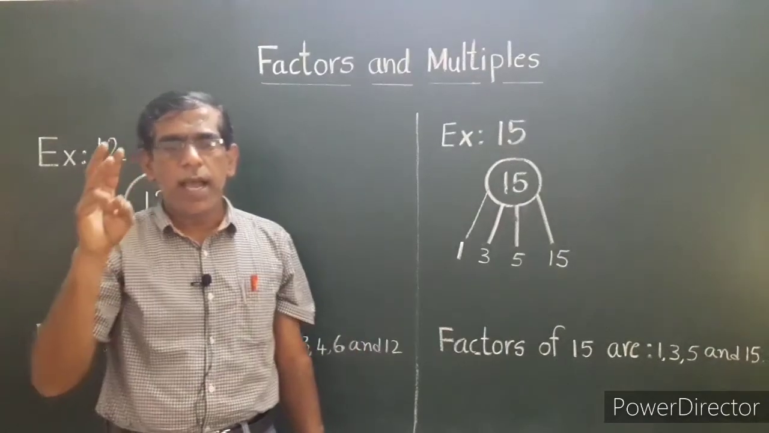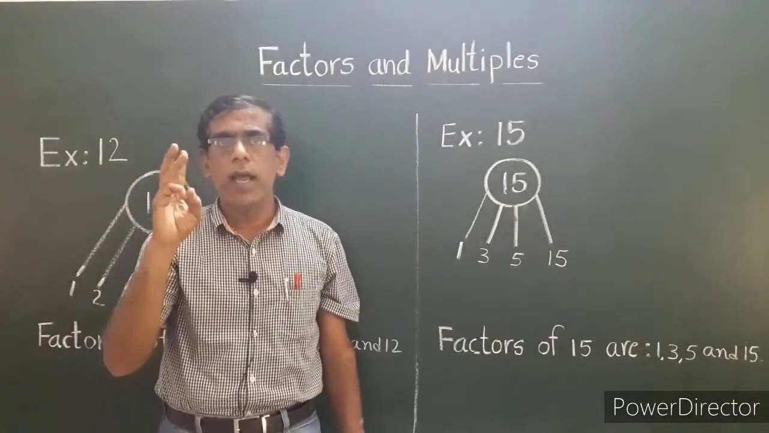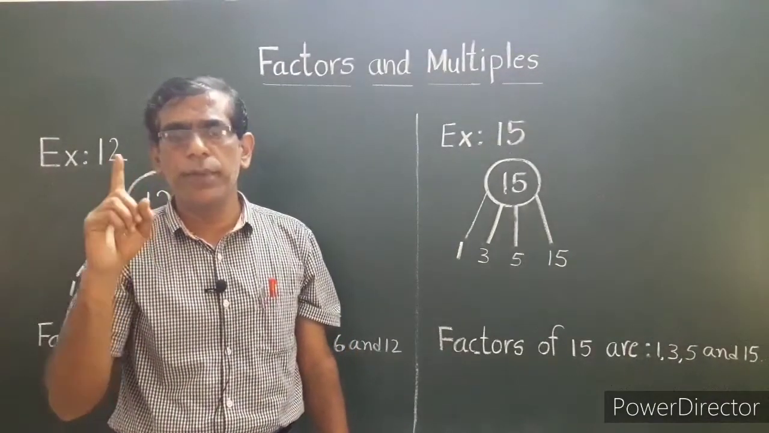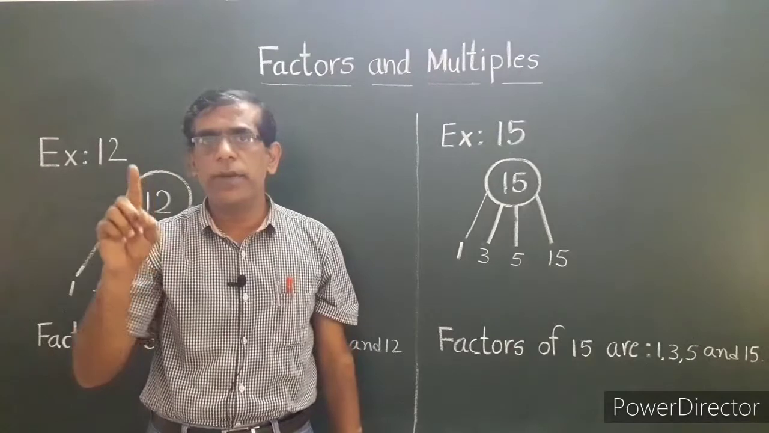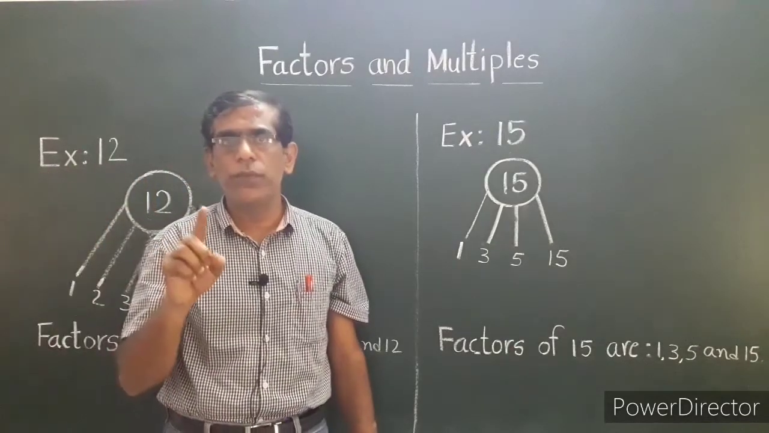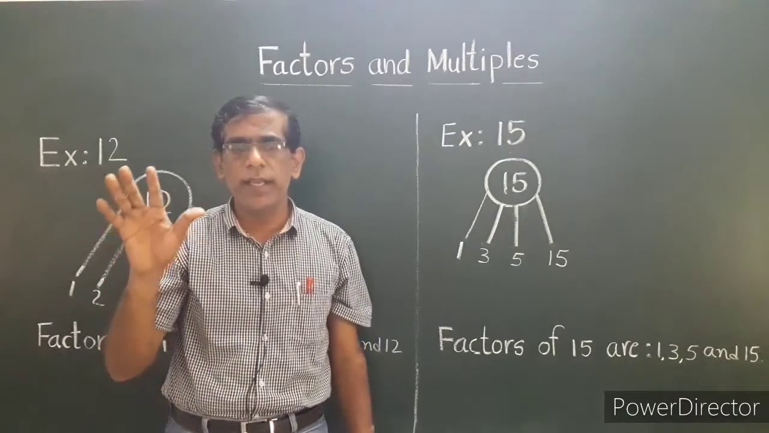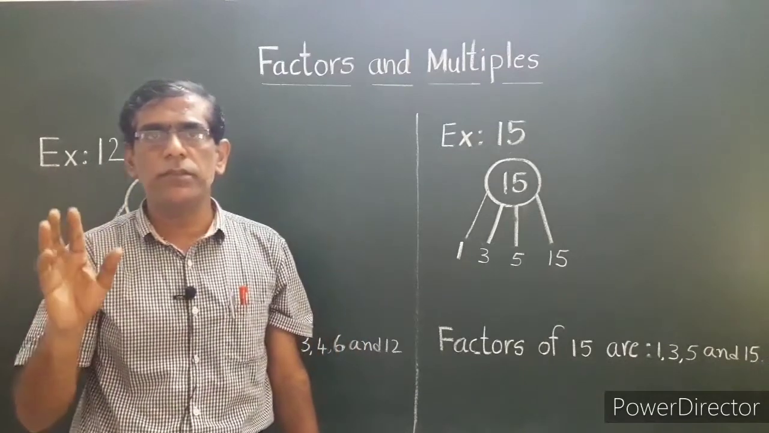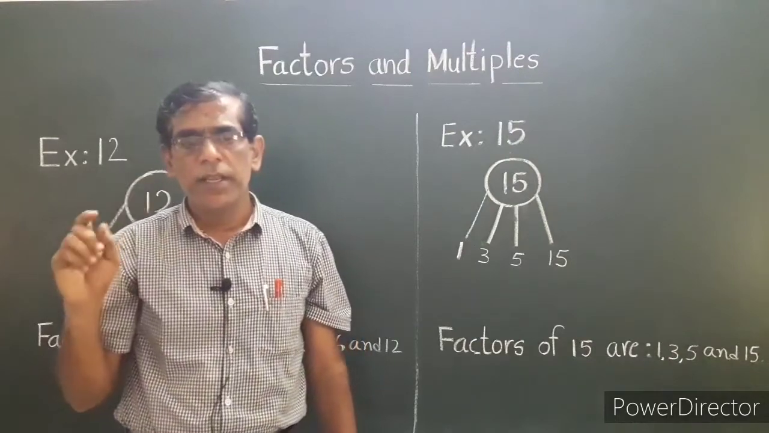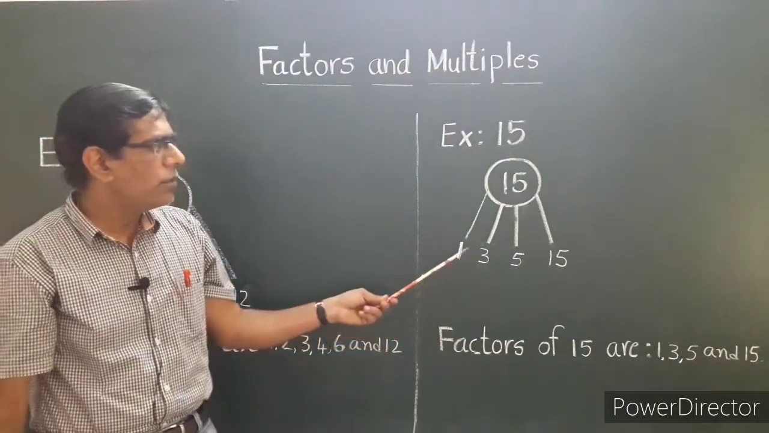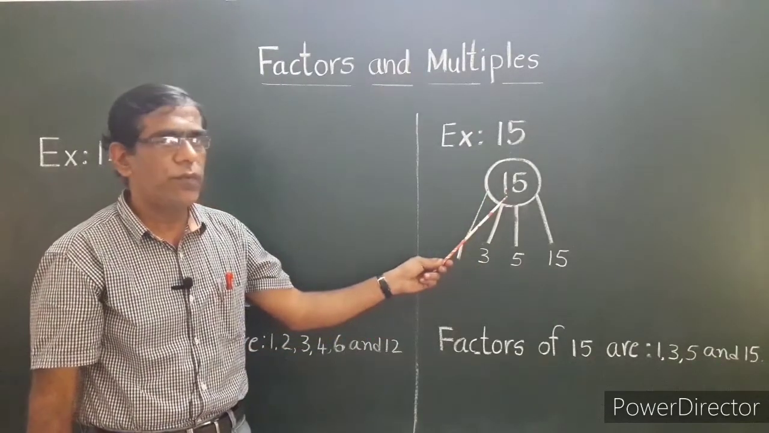This time I give 3 pens per student. Now 15 divided by 3 is equal to 5. 5 students get 3 pens each. Here, therefore, 3 is a factor of 15.